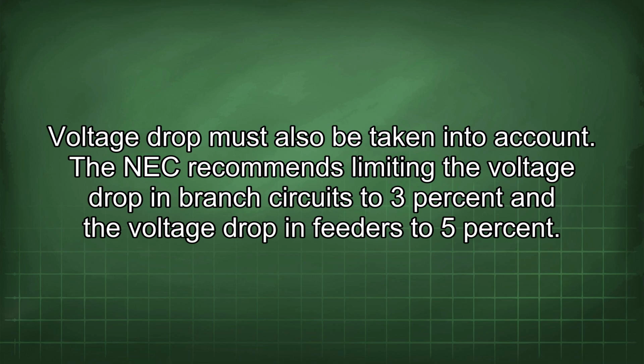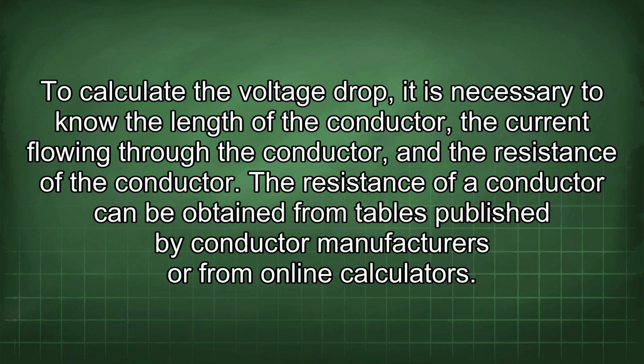The NEC recommends limiting the voltage drop in branch circuits to 3% and the voltage drop in feeders to 5%. To calculate the voltage drop, it is necessary to know the length of the conductor, the current flowing through the conductor, and the resistance of the conductor.